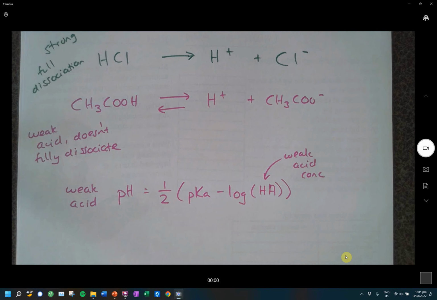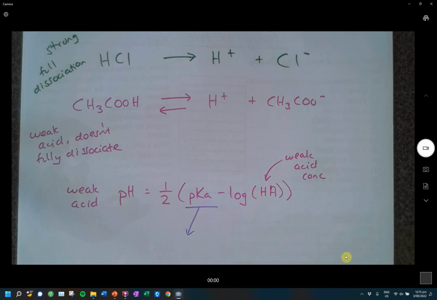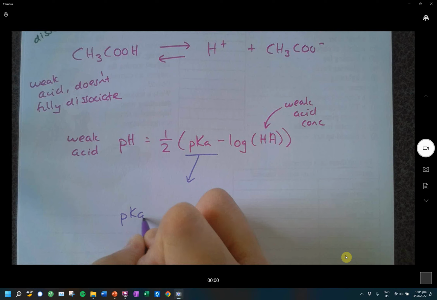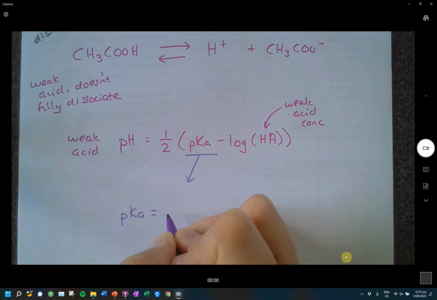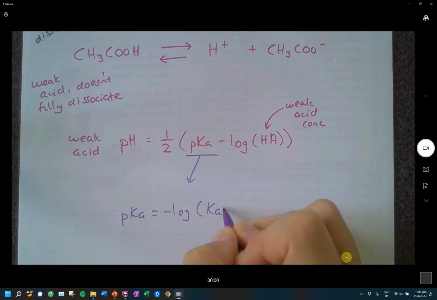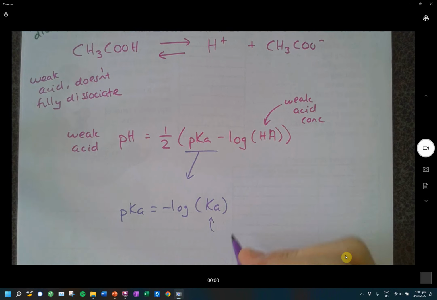Now, some of you guys might be wondering, what does that pKa mean? So pKa is referring to the equilibrium constant for the acid, so the dissociation of it. So I can find the pKa by doing the log of the Ka. Ka is referring to the dissociation constant.